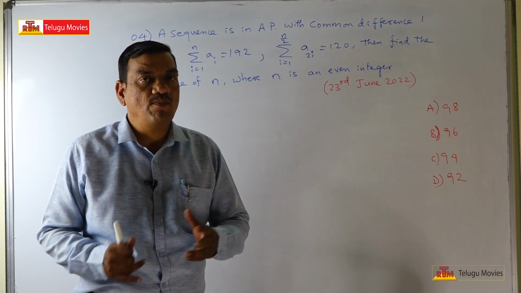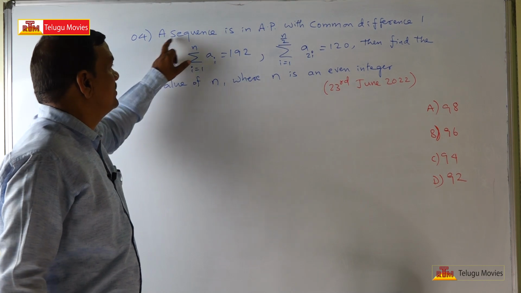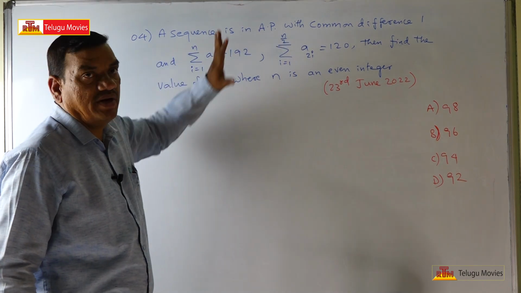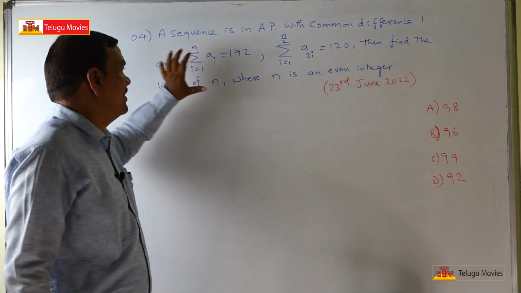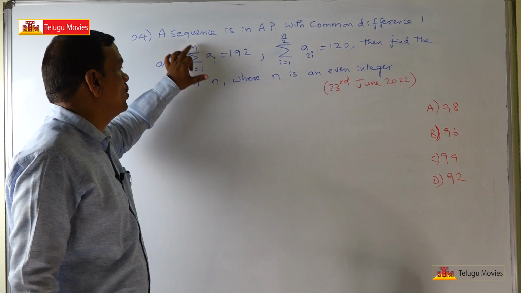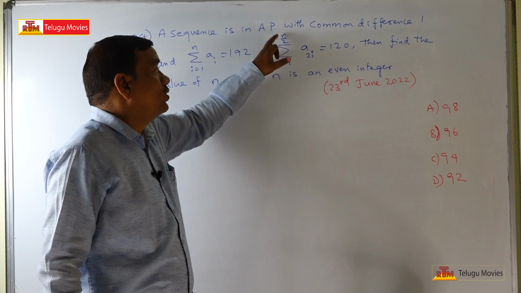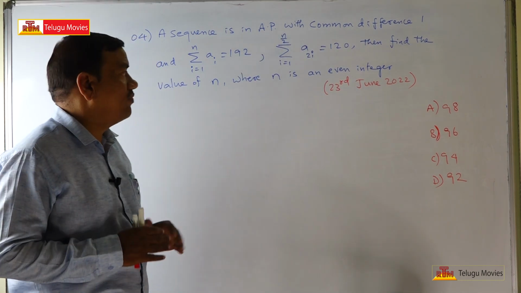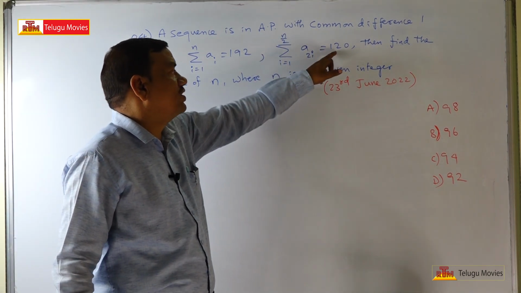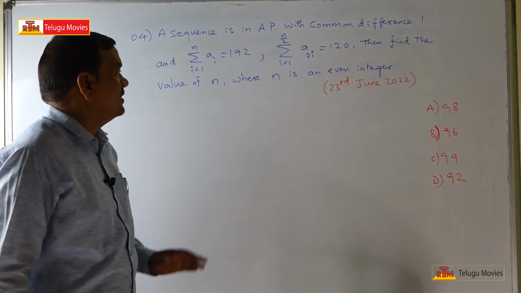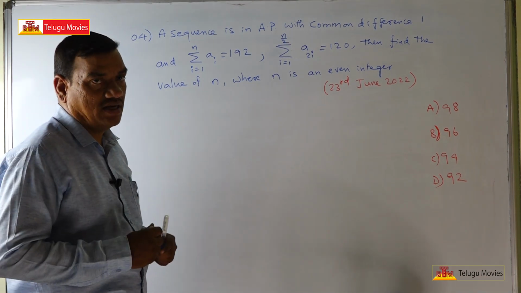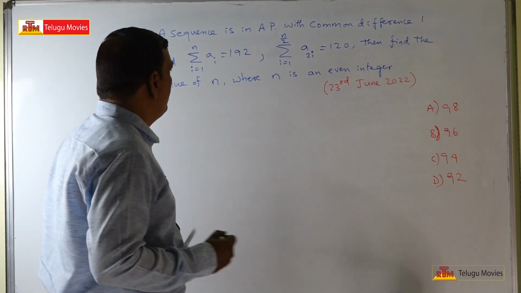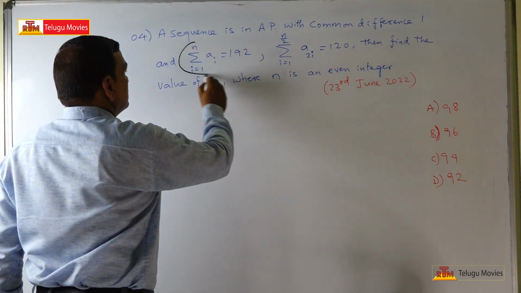Dear students, welcome to the fourth problem. A sequence is in AP, arithmetic progression, with a common difference 1. And one relation is given here, that is sigma i runs from 1 to n of a_i is equal to 192. Sigma i runs from 1 to n by 2, that means half of the terms, that is a_2i is equal to 120. Then find the value of n, where n is an even integer. So first of all, you try to expand this.